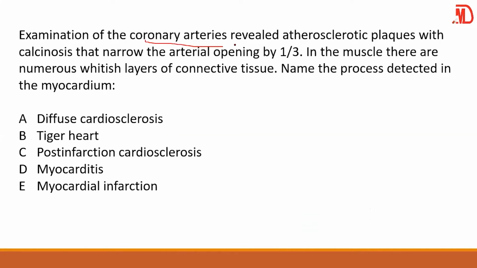Examination of the coronary artery revealed arteriosclerotic plaques with calcinosis that narrow the arterial opening by one third. In the muscle, there are numerous whitish layers of connective tissue. This means that the thing is getting diffused, it is beginning to spread. So name the process detected in the myocardium.